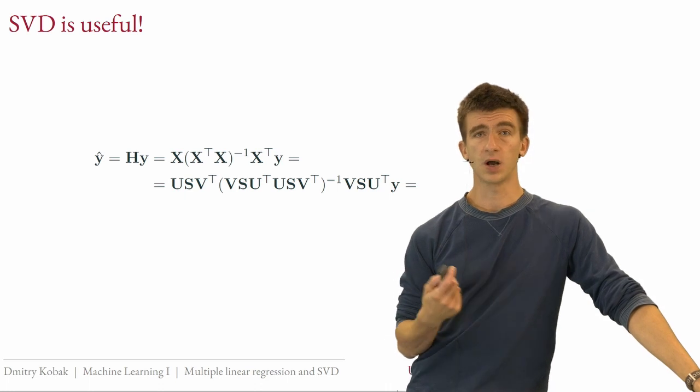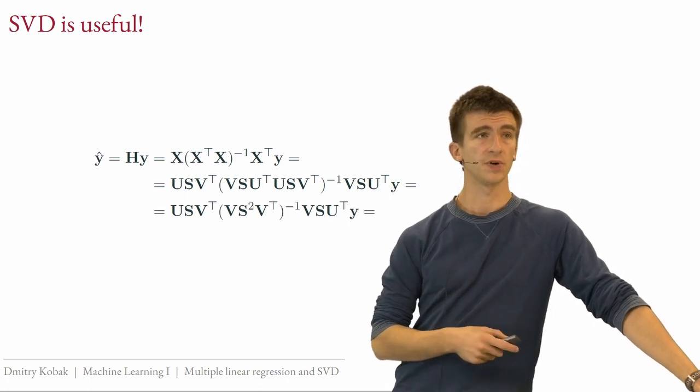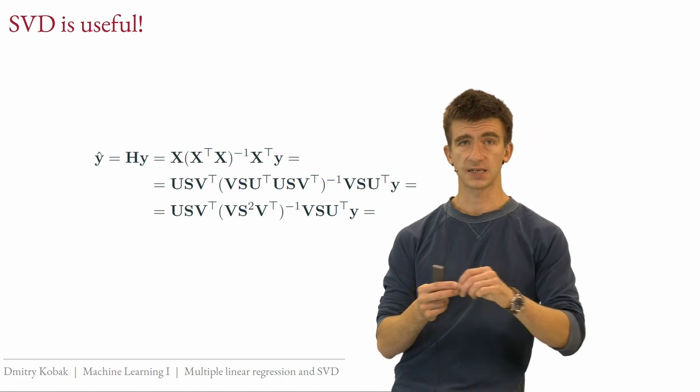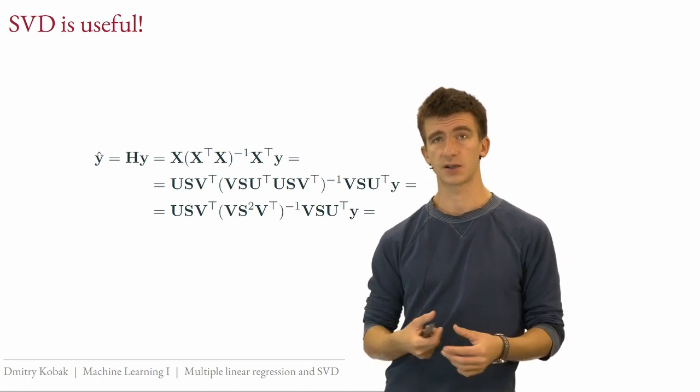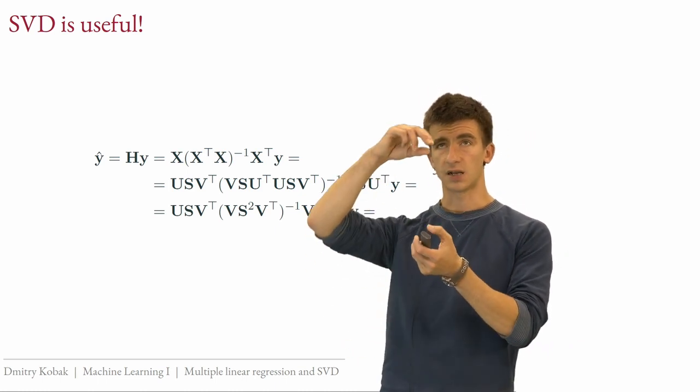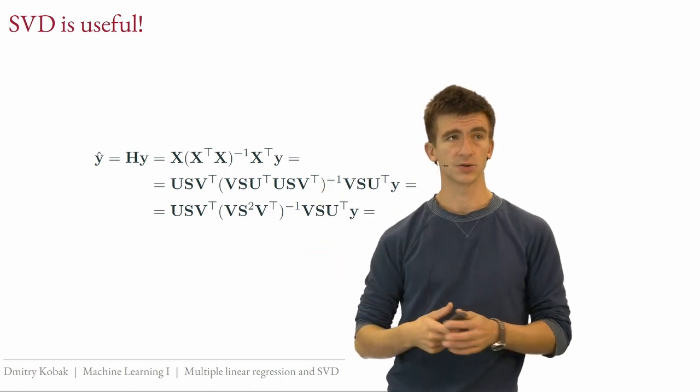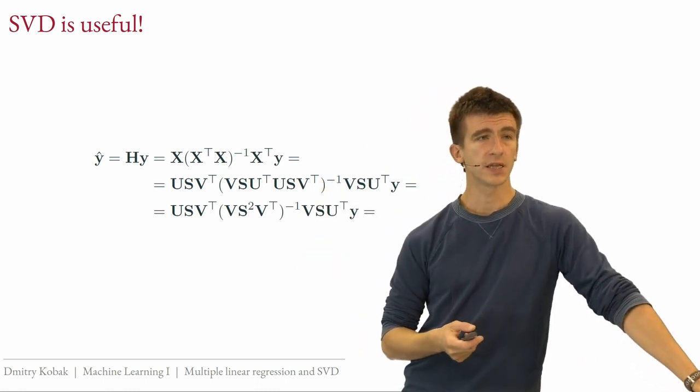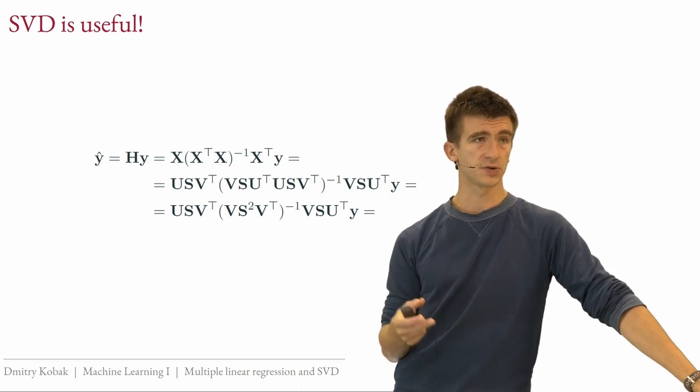So what happens inside the brackets? U^T U, that's one. That's the identity matrix. We can remove it. S times S. Remember, S is the diagonal matrix, so the square of the diagonal matrix is just a matrix that has squared elements on the diagonal, so I will call it S squared. Then you have this V, S squared times V transpose.